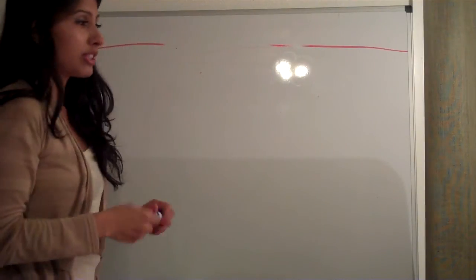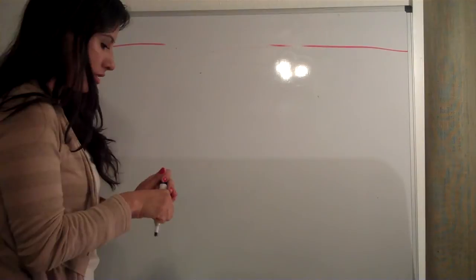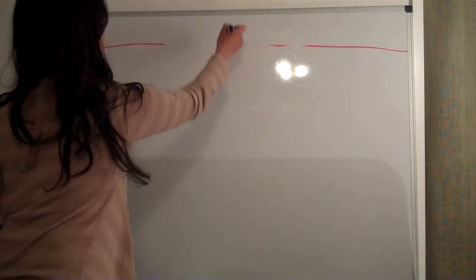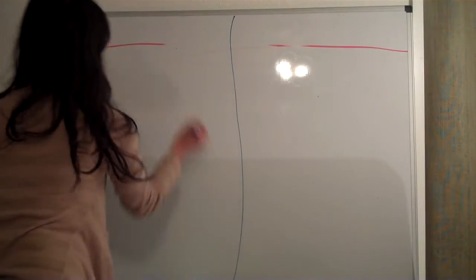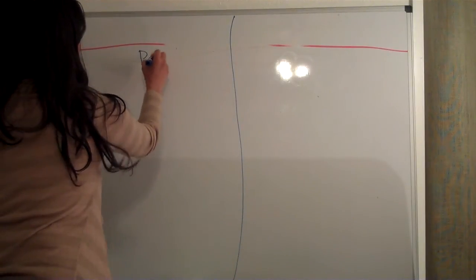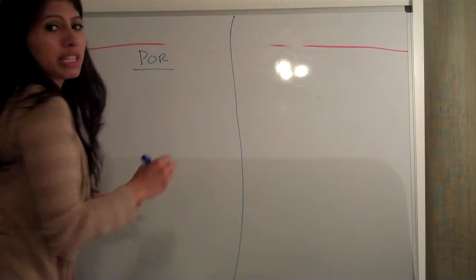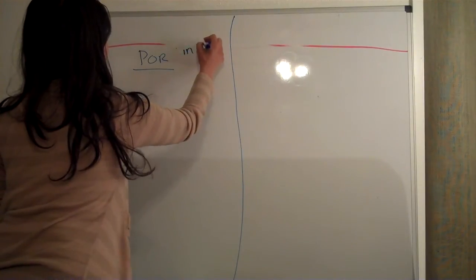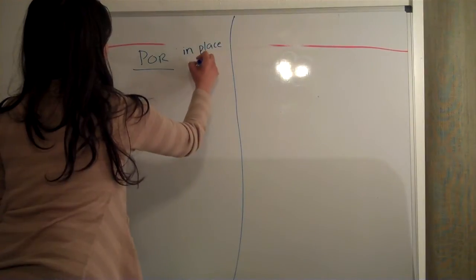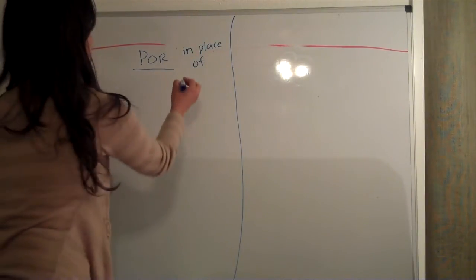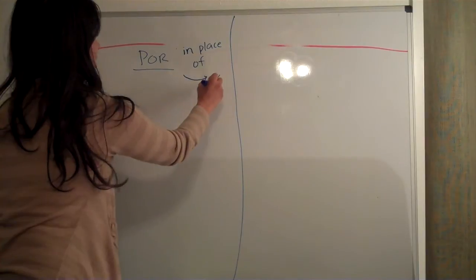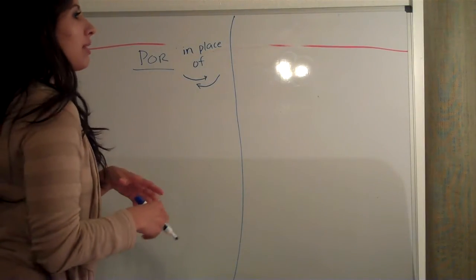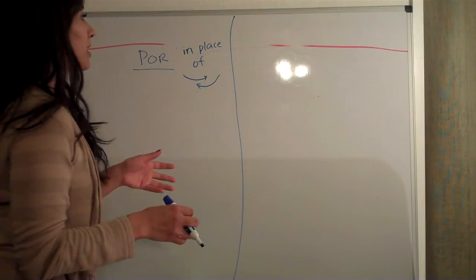So I'm going to put the differences between the two. This is pretty simple. What I usually tell people is, I feel like por kind of means in place of, or it can. There's some kind of directional, like this in this direction, and that in that direction. There's some kind of exchange, and I'll explain that.